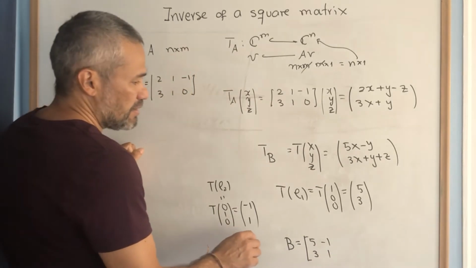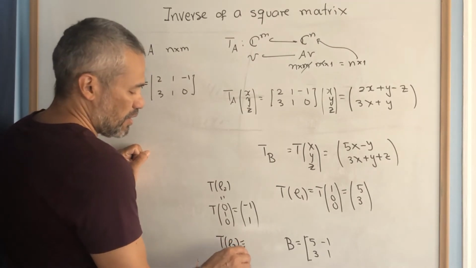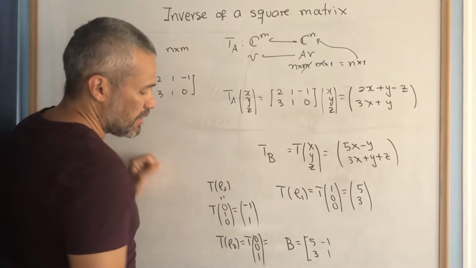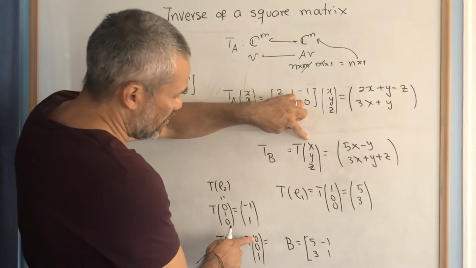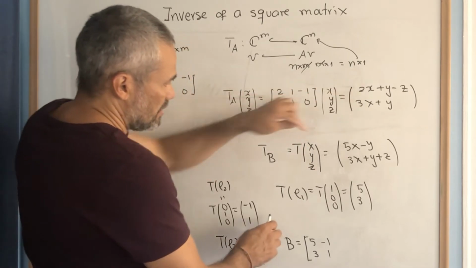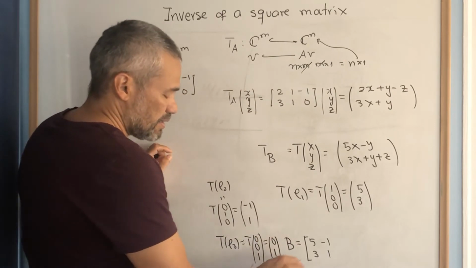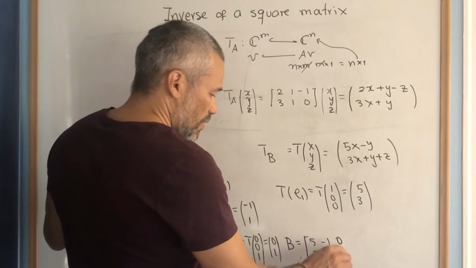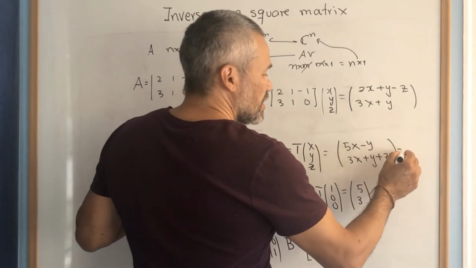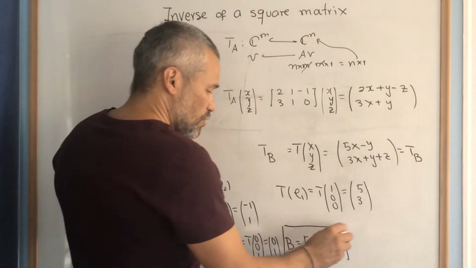And T of E3, which is T of 0, 0, 1. And in this case, x is 0, y is 0, and z is 1. And then when you replace here, you get 0, 1. This means that this transformation is just the transformation T of B with this choice of B.